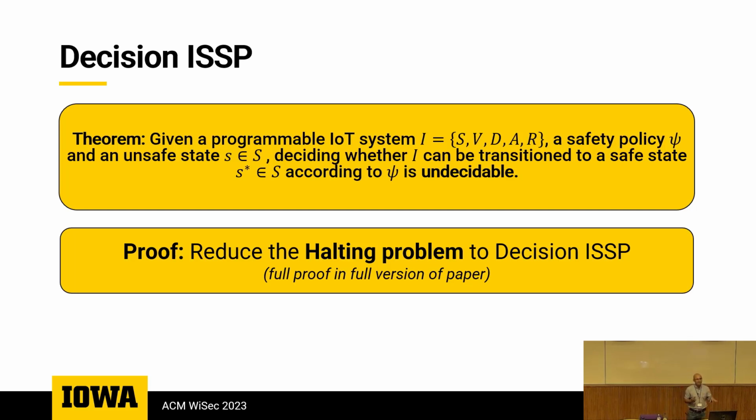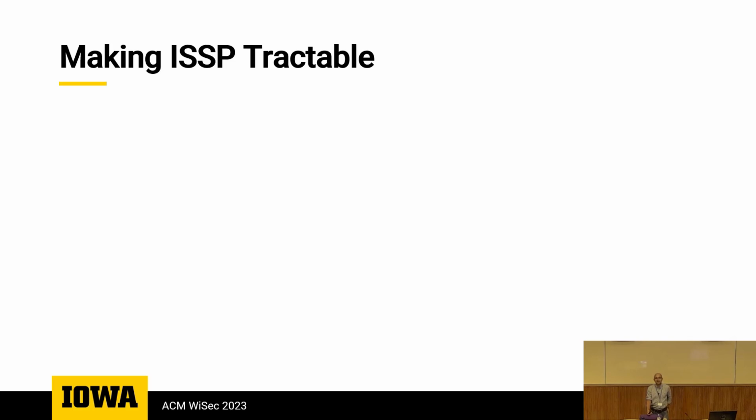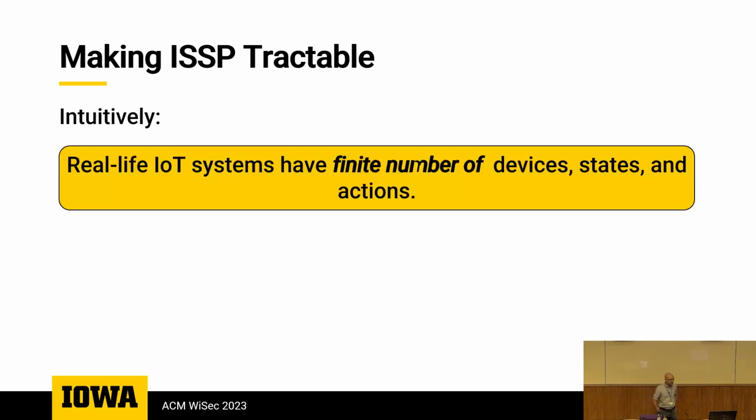Now, this is not very surprising because the problem skeleton has been seen in other problem domains, say, for instance, the access control safety problem. But it turns out you can make it tractable by making some assumptions that in many cases hold in real life. So intuitively, you have a finite number of devices, states, and actions.